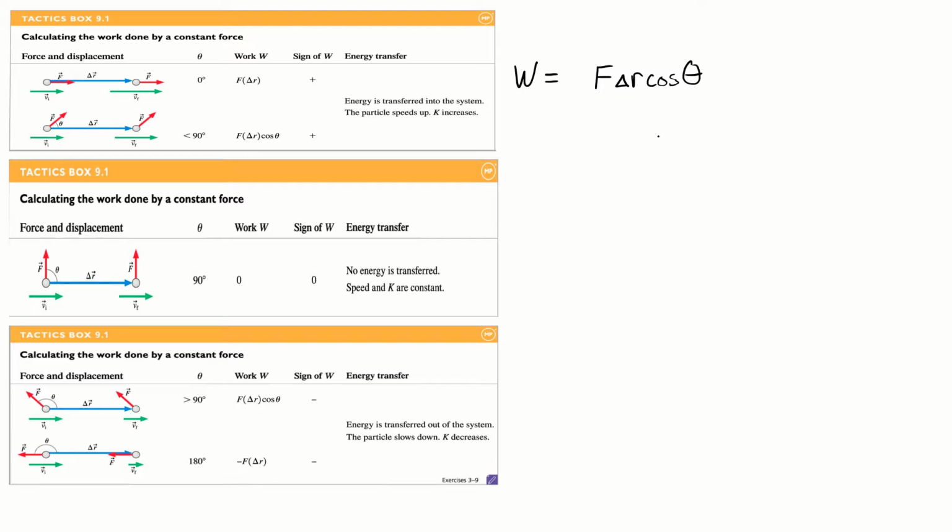Now, why is this the case? Well, it turns out what this actually comes from is what's known as a dot product, where the work done by a constant force is equal to the force dotted with that displacement. So in this video, we're going to spend just a bit of time doing the math and getting used to what a dot product is.